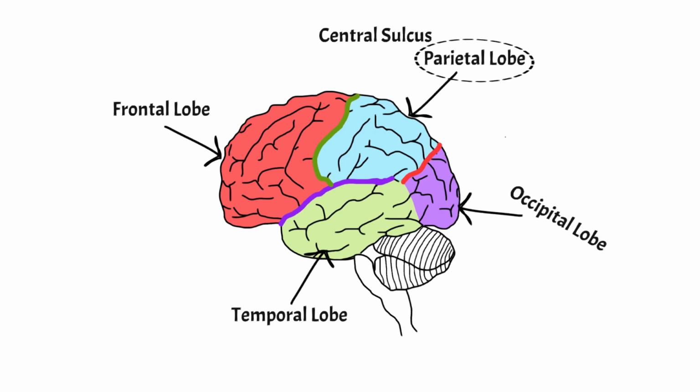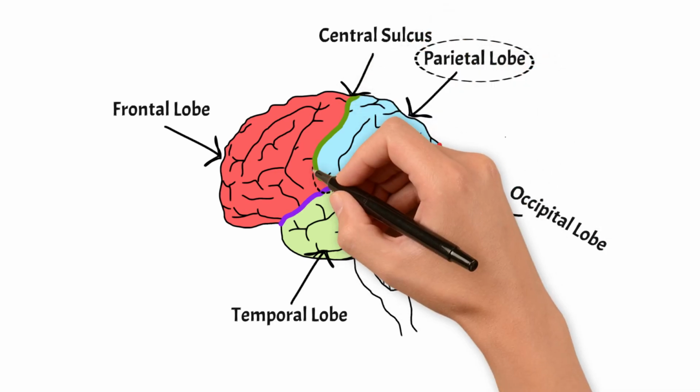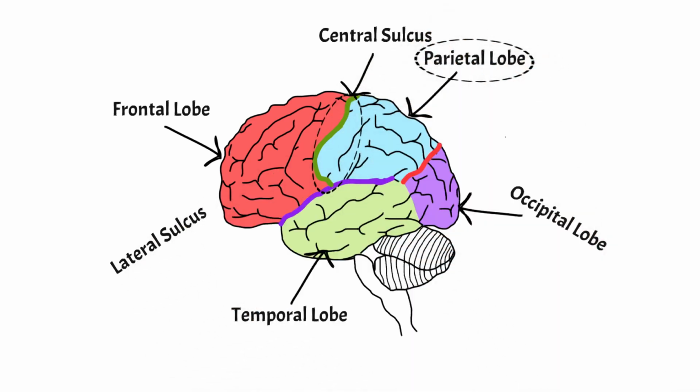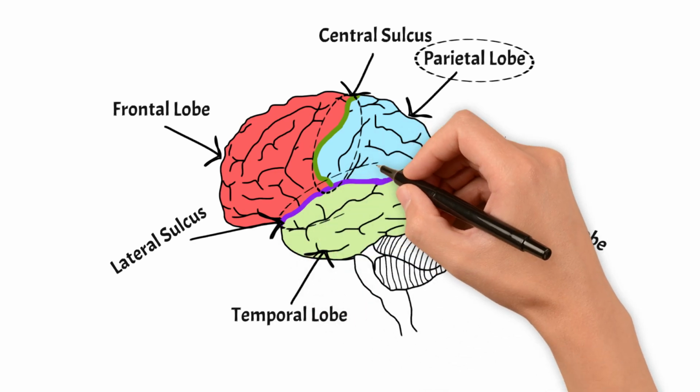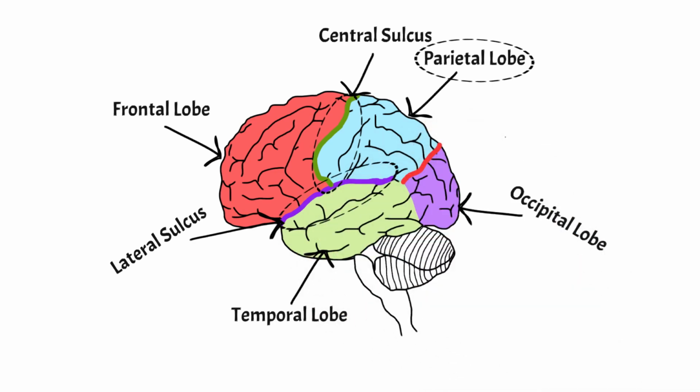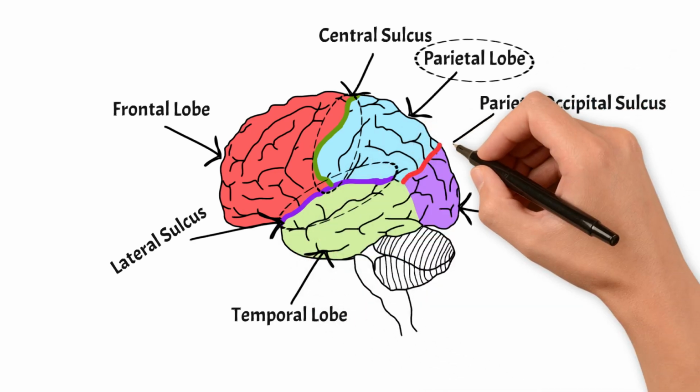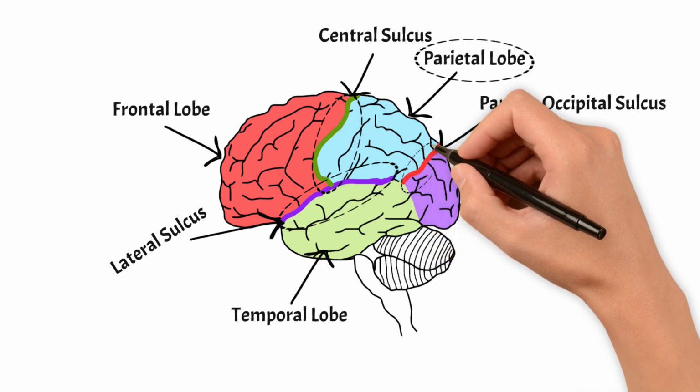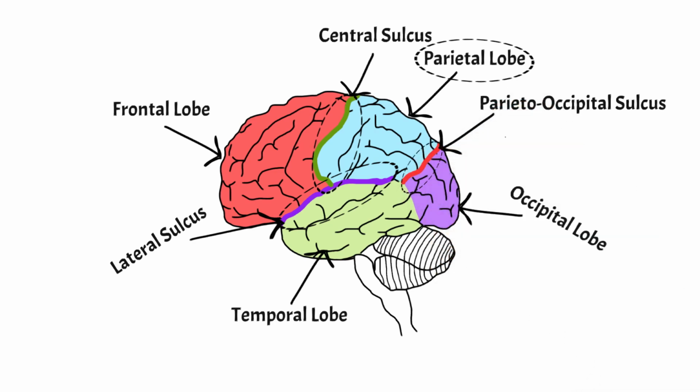Separating the parietal lobe from the frontal lobe is the central sulcus, which is circled here in green. Then separating it from the temporal lobe is the lateral sulcus, which is circled here in purple. Then we also have the parieto-occipital sulcus separating it from the occipital lobe, which is circled here in red. The two most important regions in the parietal lobe are the primary somatosensory cortex and the posterior parietal cortex. So let's dive into each of these to understand what they do a little bit better.